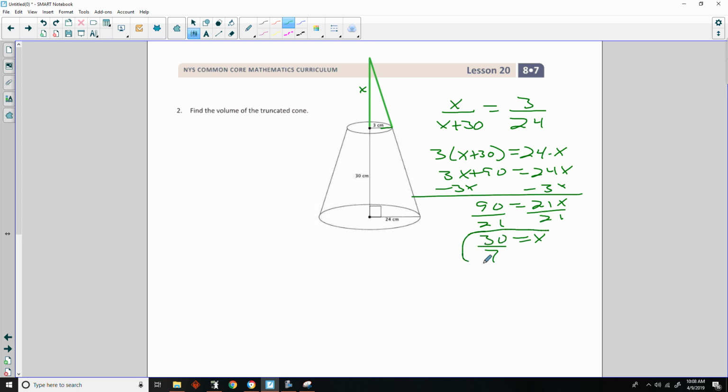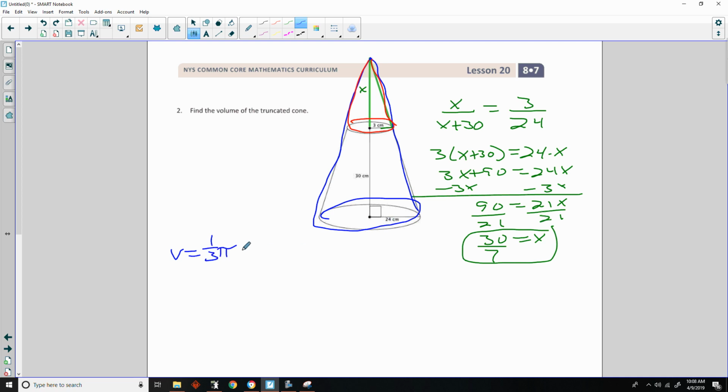So x is 30 sevenths, and I'm going to use that in my formula. Okay, so now I want to do the volume of the big cone minus the volume of the little. So I'm taking the volume of this whole cone here, and I'm subtracting the volume of this cone. Okay, so the volume equals 1/3 pi radius of the big one, 24 squared times the height.